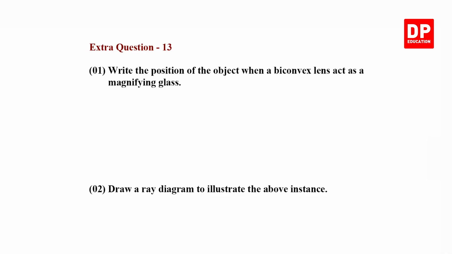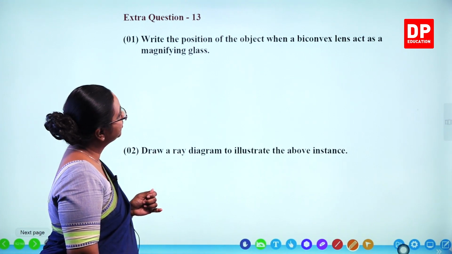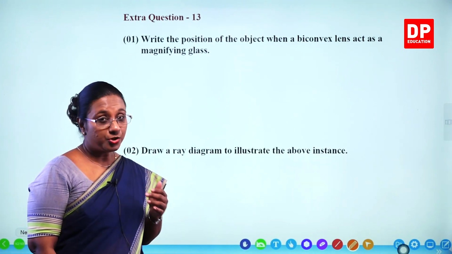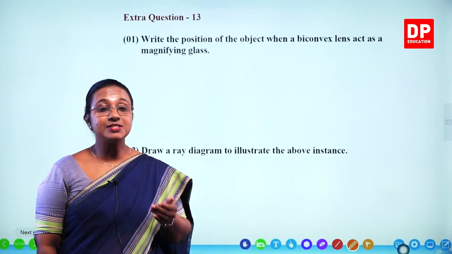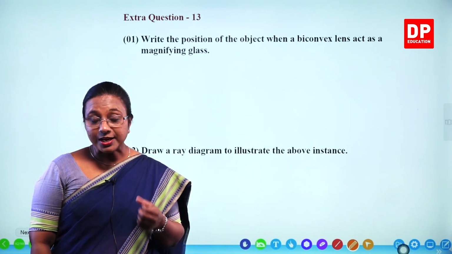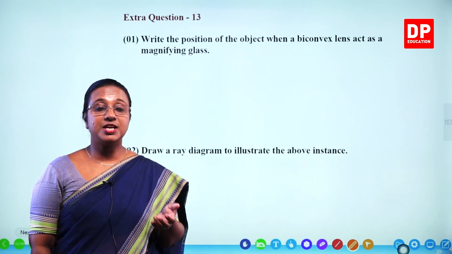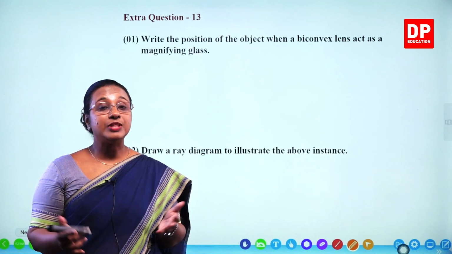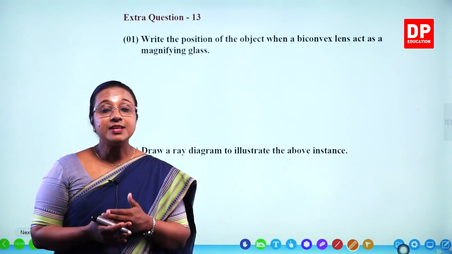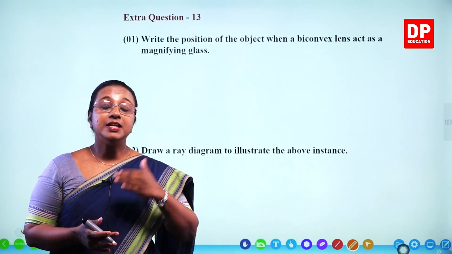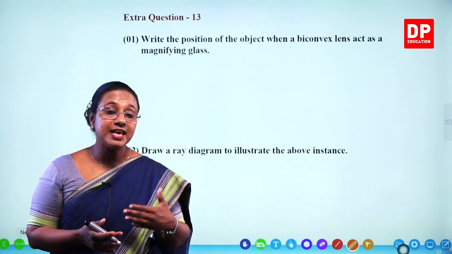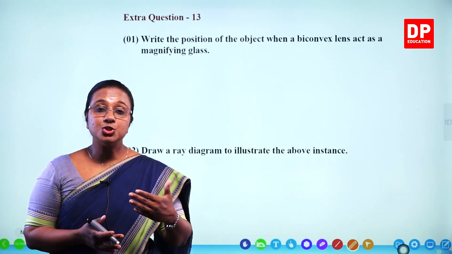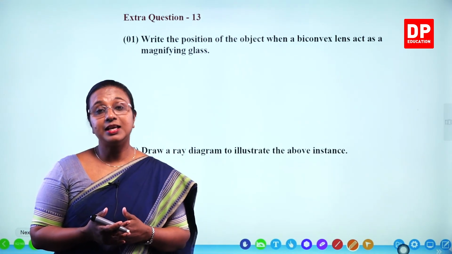Extra question 13. Write the position of the object when a biconvex lens acts as a magnifying glass. You all know it's also called a hand lens or a simple microscope. Why do we use it? To magnify the object. When we read a book, if the letters are very tiny, we hold the hand lens so that it looks larger. So where does the image form? It is beyond the object on the same side as the object. So that is why you get a virtual, enlarged, upright image.